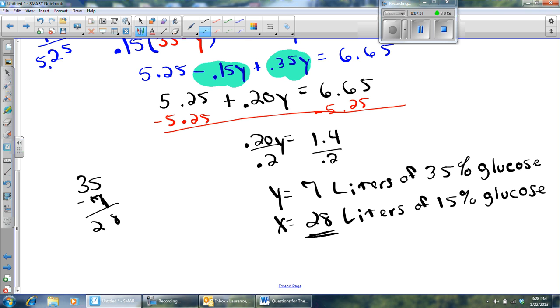Now, personally, I think it makes a lot of sense that my answer ended up being way heavy to the X, because remember, my goal was a 19% solution. And on a number line, 19 is way closer to 15 than it is to 35. And so I need way more of this one than I do of that one, if you think about my number line slider idea. All right, so that's how we do a chemistry problem.